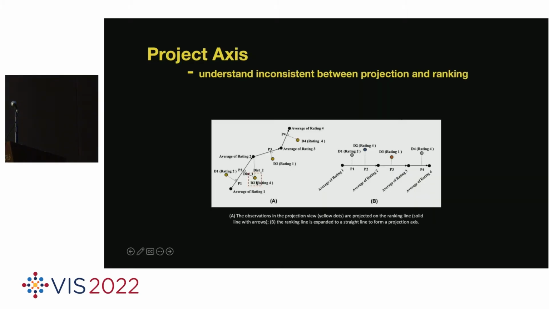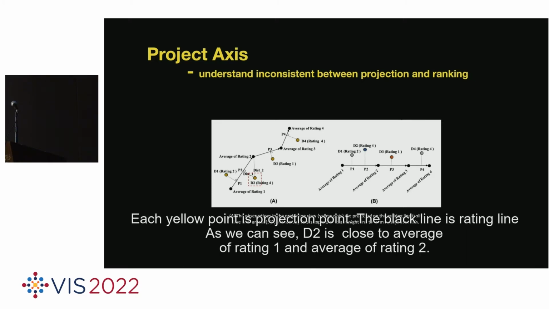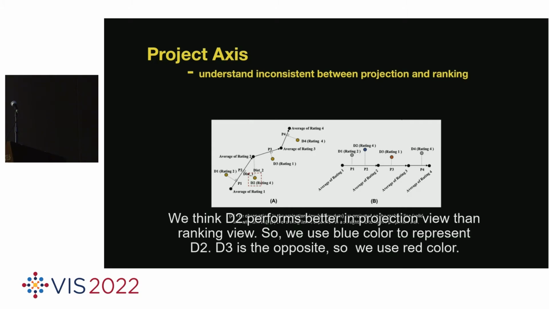We use projection axis to understand the inconsistencies between projection and rating. In view A, this is a projection view. Each yellow point is a projection point. The black line is the rating line, and we can see D2 is close to the average of rating 1 and the average of rating 2. We think D2 performs better in the projection view than the rating view, so we use blue color to represent D2. D3 is the opposite, so we use red color.